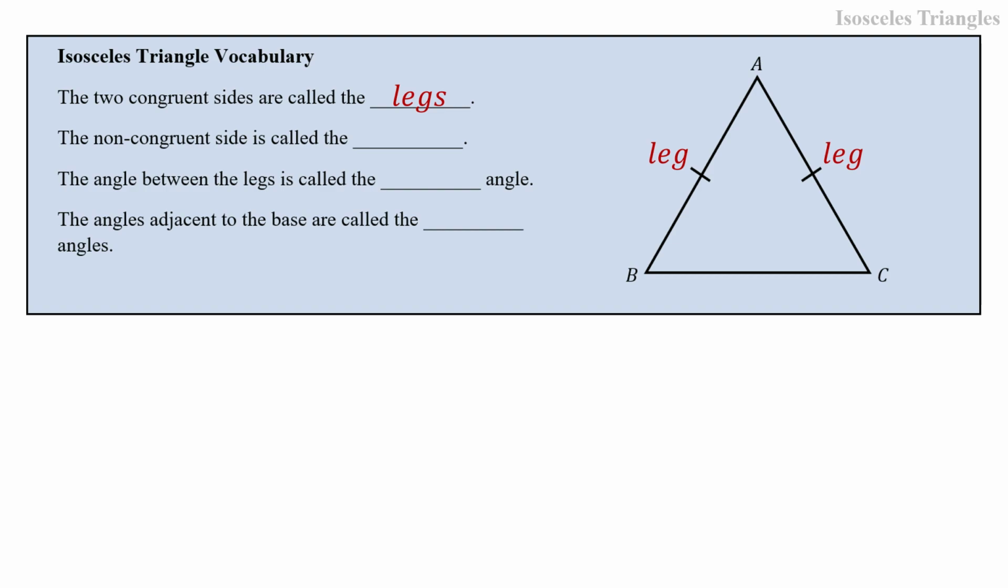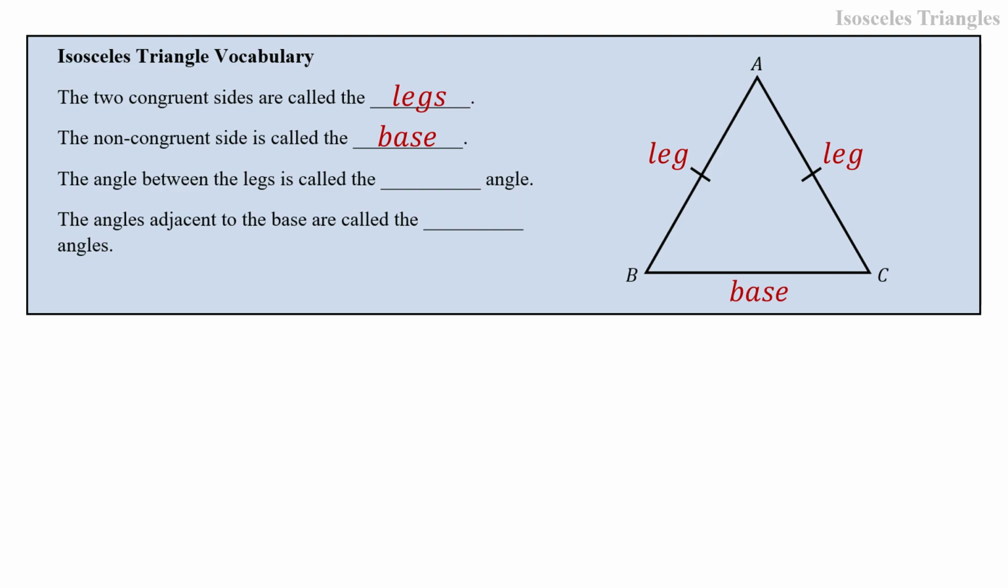So those are your legs. That floor down there, the non-congruent side, is going to be called the base. So the base is not always going to be the bottom. It might be rotated or flipped around or upside down. But the one that's not equal is going to be called the base.